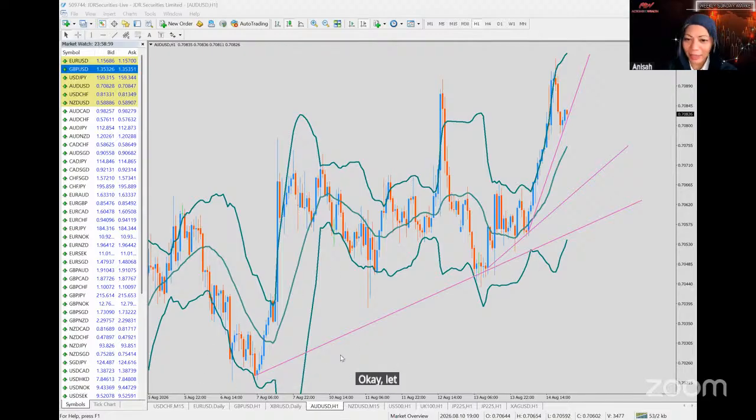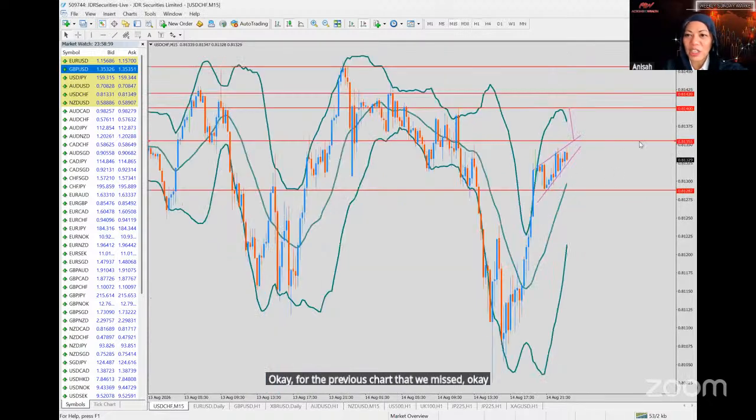Let's look at the next pair. For the previous chart that we missed, dollar Swissy, let me repeat that again. Entry price is 0.81355. First TP is 0.81400, TP2 0.81420, and TP3 0.81456. Stop loss if the price falls below 0.81287.